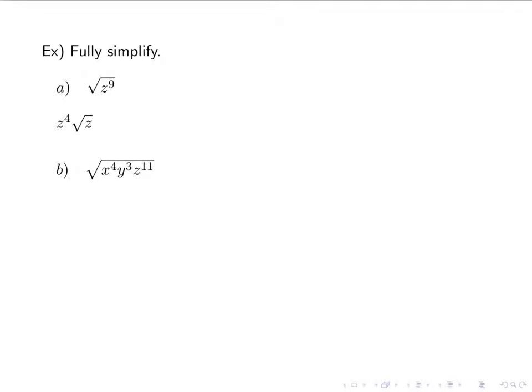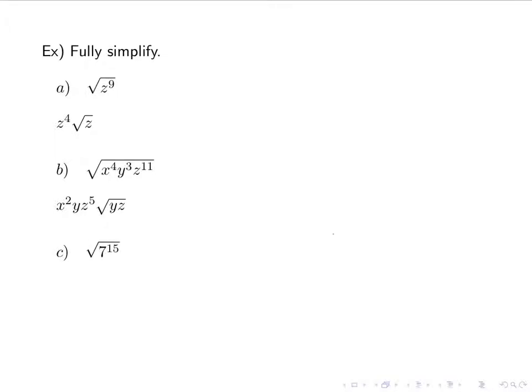The next one is we have the square root of x to the 4th, y cubed, z to the 11th. X to the 4th, that's already an even exponent, so I can just pull it out and divide it by 2. Y cubed, I can think of as y squared times y. And z to the 11th, I can think of as z to the 10th times z. And all those even ones, again, I can pull out when I divide it by 2. And I'm left with x squared, y to the 1, z to the 5th, and I still have the square root of my y and z, because those are my variables with the odd exponents.